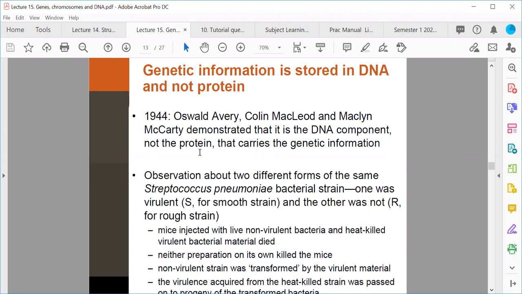They did this by observing two different forms of the same bacteria. And the bacteria is called Streptococcus pneumoniae. It causes pneumonia, meningitis, septicemia, and lots of other infections. All right, they had two different strains of Streptococcus pneumoniae. One was virulent, that means disease causing, and they called it S for the smooth strain. The other strain was not virulent, didn't cause any problems, and they called it R for rough strain. So let's look at what they did.